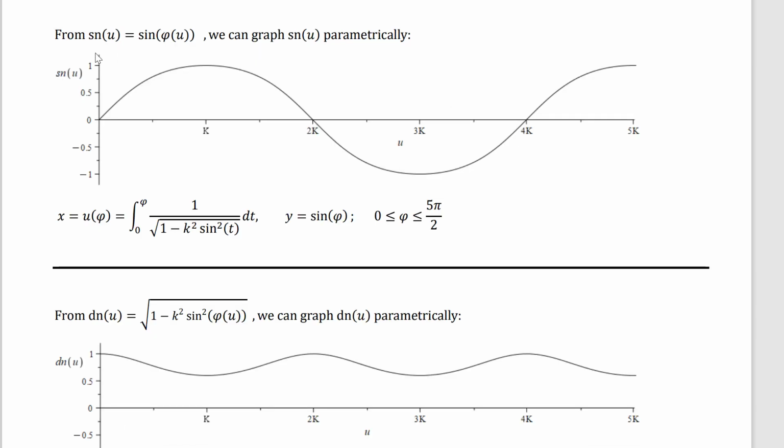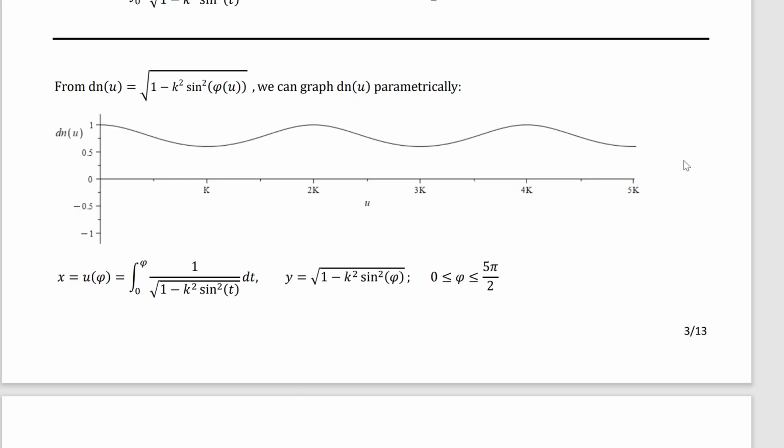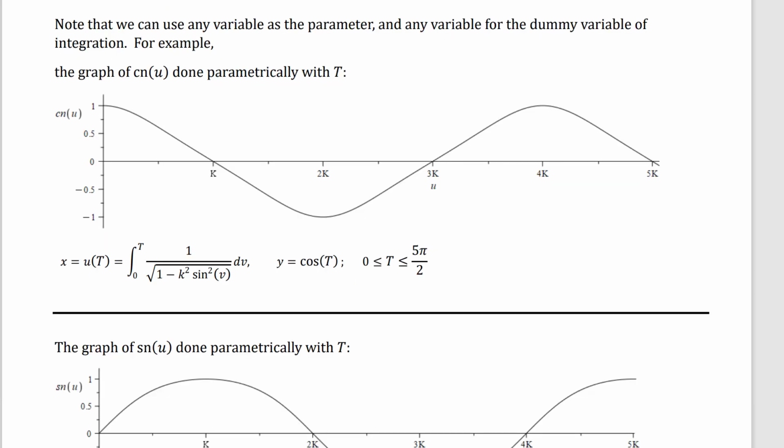Similarly, if I want to graph sn u, which is sine of phi, just have the horizontal axis be u, and then y will be sine of phi. And of course, to graph dn u, just have the horizontal axis be u, then y will be this quantity, the square root of 1 minus k squared sine squared phi. So there's the graph. Just for emphasis, I'll do it on the graphing calculator. So notice the parameter of phi can be any variable, really.